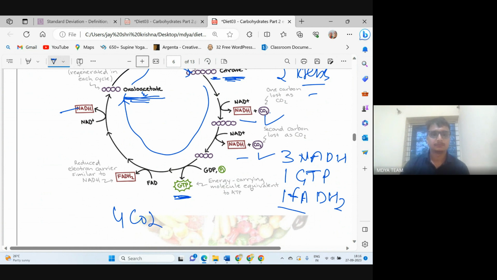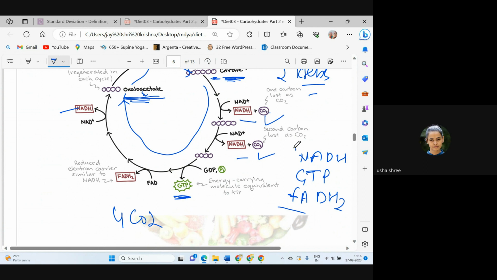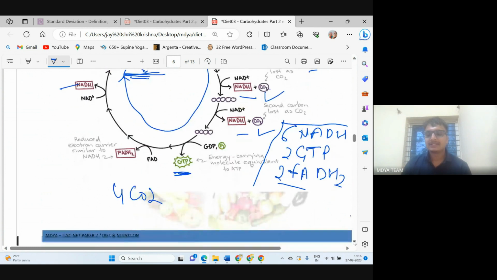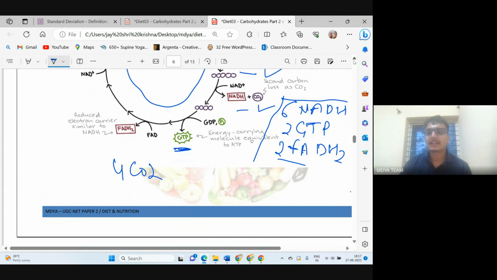And total number of NADH, how many NADH will be produced here by one molecule of glucose? 6, 3 into 2 times. Yes, 6 NADH, 2 GTP, and 2 FADH2. So this is the total number of energy molecules produced in this reaction. So this is the third step, and this step is known as the Krebs cycle.